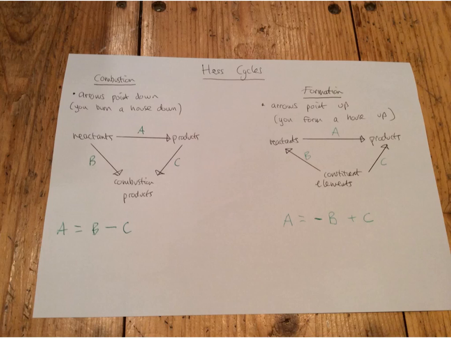Remember, with combustion, the arrows point down. Think you burn a house down. With formation, the arrows always point up. So with combustion, you'll always flip the enthalpy of the right-hand side. Whereas with formation, you always flip the enthalpy of the left-hand side, because that's when you'll be going against the arrow. Because with formation, the arrows point up.